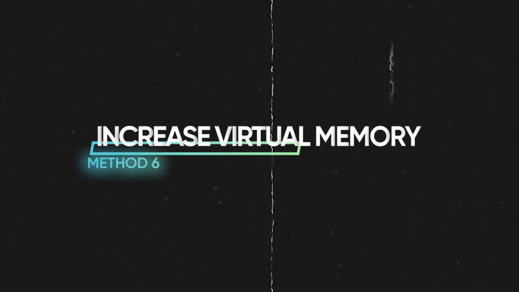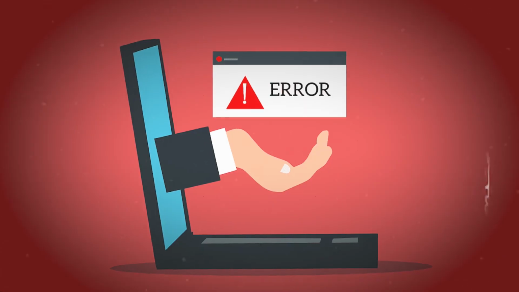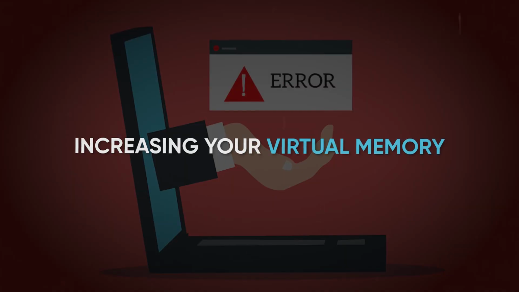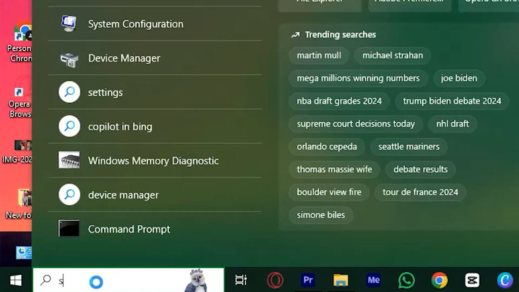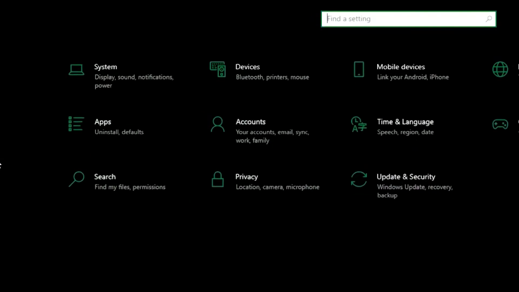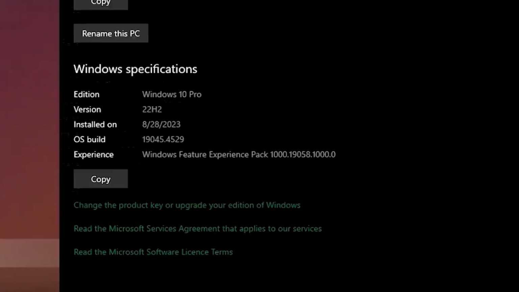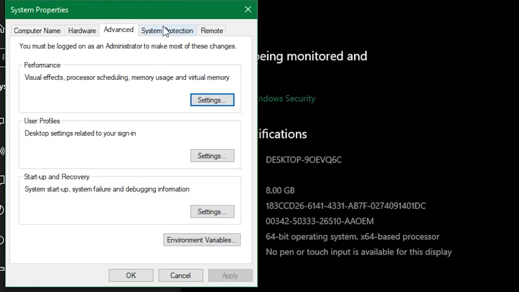Method 6. Increase virtual memory. Sometimes, app crashes can be caused by insufficient virtual memory. Increasing your virtual memory can help resolve this issue. Go to Settings, then System, and click on About. Under Related Settings, click on Advanced System Settings. In the System Properties window, go to the Advanced tab and click on Settings under Performance.